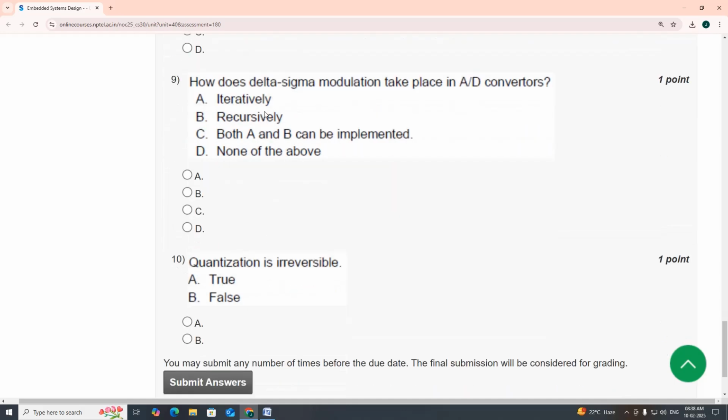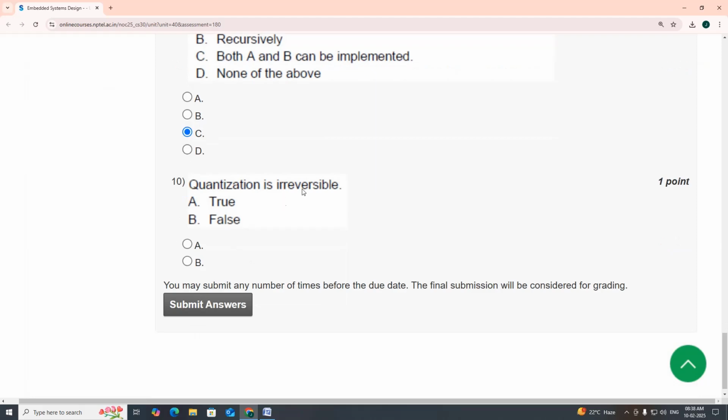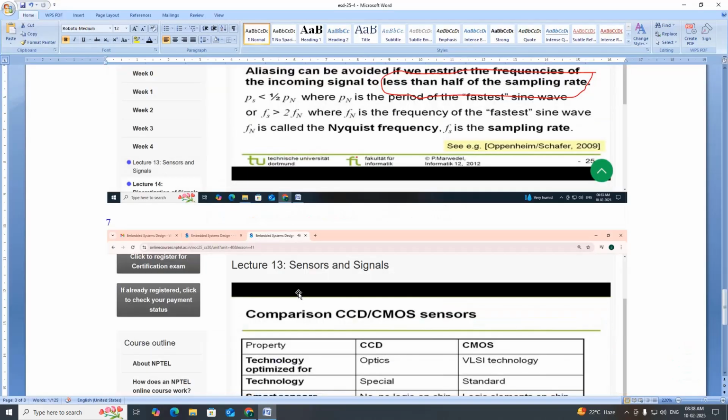Eighth one, how does the delta sigma modulation take place in an analog to digital converter? So it is both A and B can be implemented. Okay. Next one, quantization is irreversible. So we'll see about quantization.